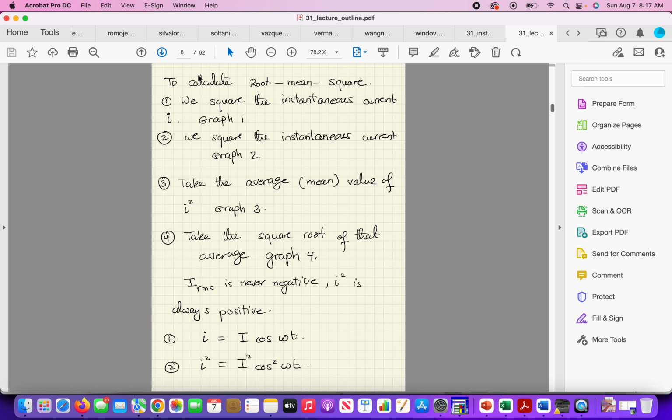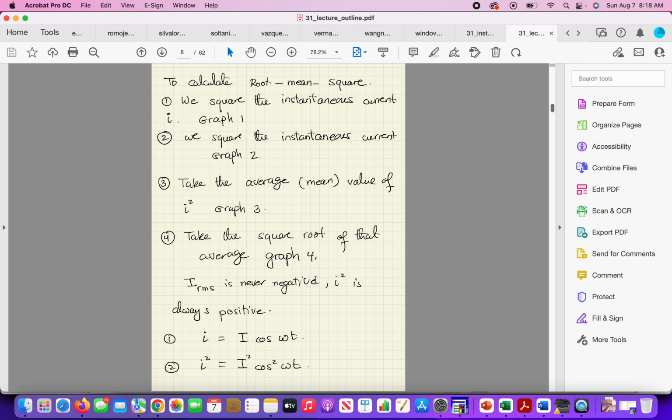Here I'm showing you the same steps again. To calculate the root mean square, we square the instantaneous current. The instantaneous current was presented in graph 1, then we square it in graph 2, take the average of the value of I squared, which is graph 3, and take the square root of that average, which is graph 4.